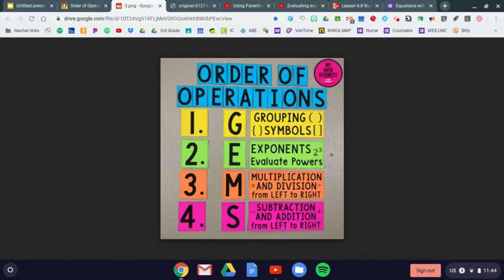The E in GEMS is for exponents. That's when we do multiplication where you have a number and a teeny number on top. We're not going to get into that. That's not part of the third grade math, but that's part of order of operations. So you're not going to see that. Don't worry about that. The M reminds us to multiply and divide first, and we have to do that in order from left to right. And then the S is for subtraction and addition from left to right also.